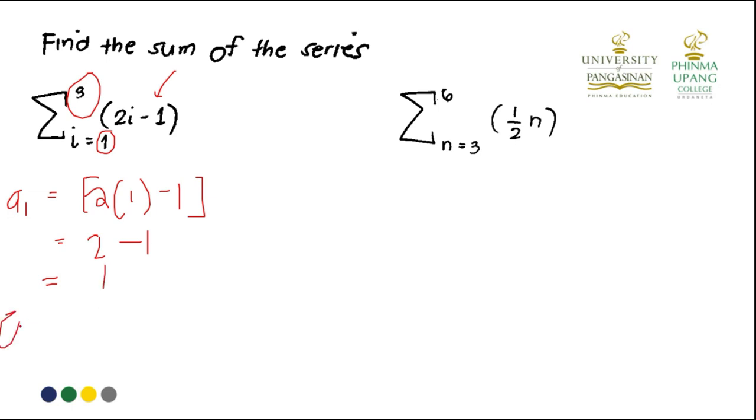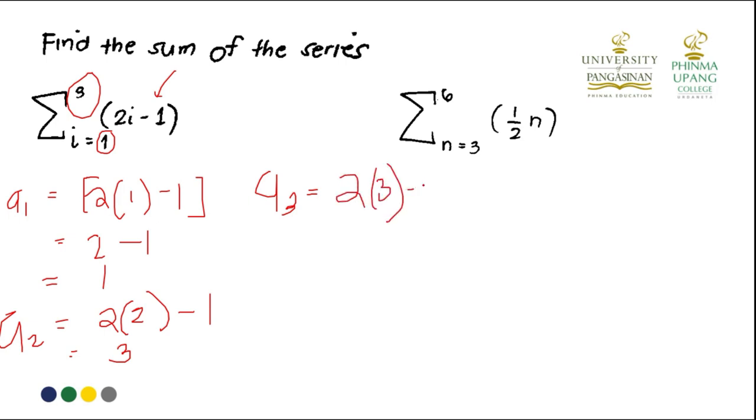Yung pangalawa naman, 2 times 2 minus 1. So, equal to, ilan yan? 3. What is a sub 2? 3. A sub 3. Ilan yung a sub 3 natin? 5. It's 5. 2 times 3 minus 1 is 5.